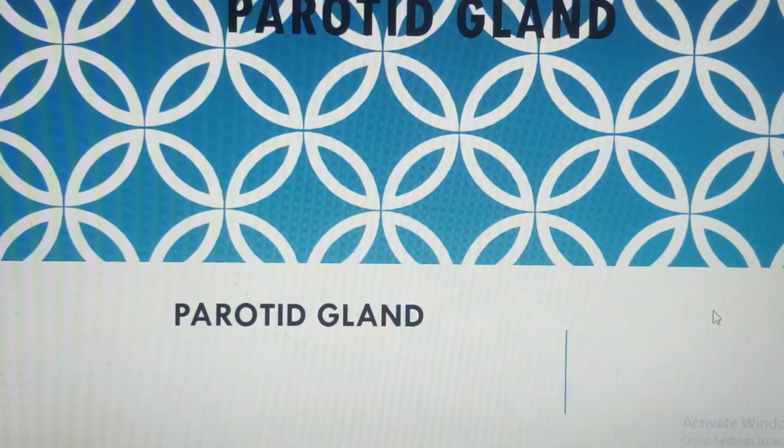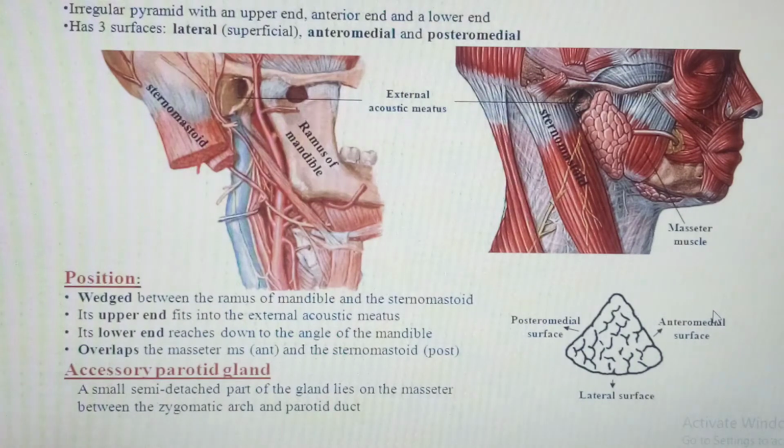So we want to move on to the parotid gland, which is another major salivary gland. Yes, we know that the parotid gland is irregular, so to speak, and it's going to have an upper end, an anterior end, and of course a lower end. But it's going to have three surfaces. It's going to have a superficial surface, an anteromedial surface, which will be deep there, and also the posteromedial aspect. So just like the submandibular gland and the sublingual gland that we looked at, this was one of the major salivary glands.